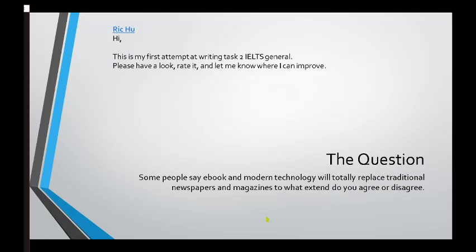Now, is it your first attempt of any type, or your first attempt that you've shared on this board? It'd be pretty rare for someone never to have done it just for their own practice. Anyway, please have a look, rate it, and let me know where I can improve.